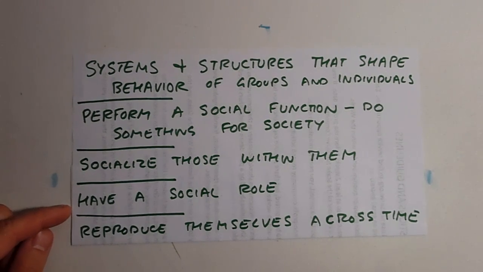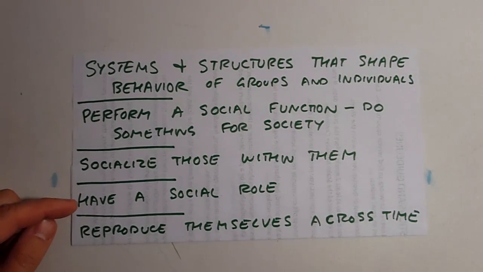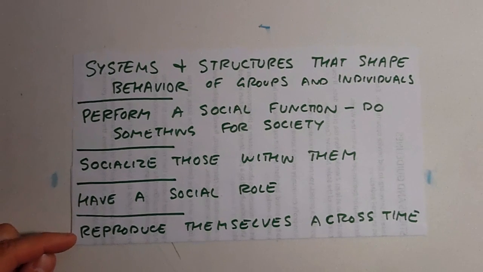Social institutions have a social role. This, of course, is related partly to the function they perform for society, but it also has to do with the relationships between other institutions and the society as a whole. Another interesting aspect of institutions is that they tend to reproduce themselves across time. The university that you attend had a lot of students in it before you came to it, and it will probably have a lot of students in it afterwards.